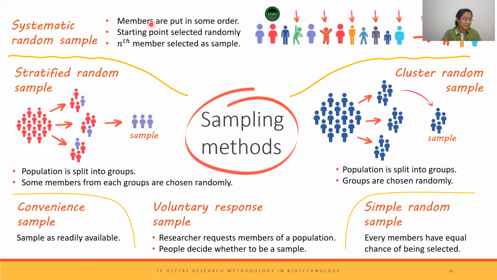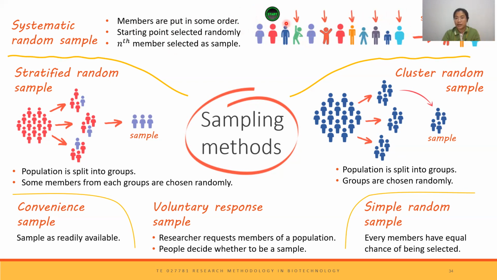And the last sampling method is the systematic random sample. That is when the members are put in some order. Some order means it's not from high to low. Sorry, the members are put into some order, and the starting point is selected randomly.